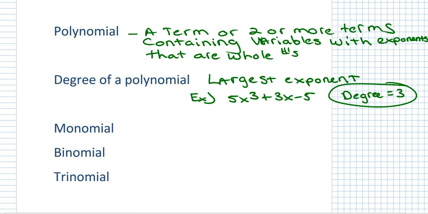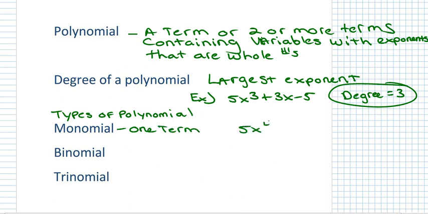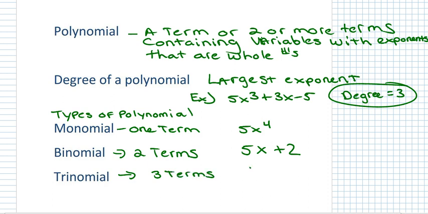A monomial, now these are types of polynomials. A monomial has one term, like 5x to the fourth. That's a monomial. A binomial has two terms, like 5x plus 2. That's two terms. A trinomial has three terms. 2x squared plus 6x plus 1. That is a trinomial.